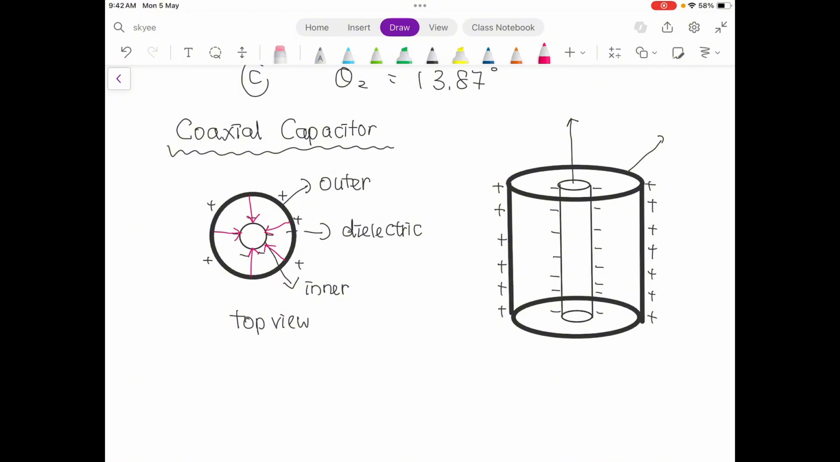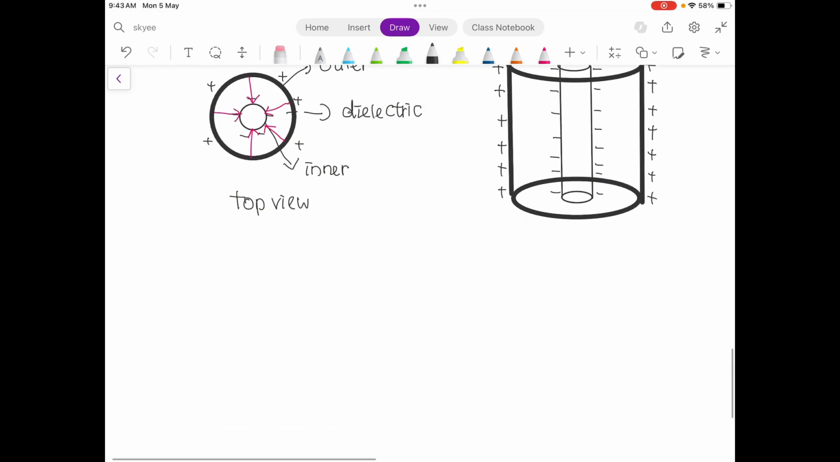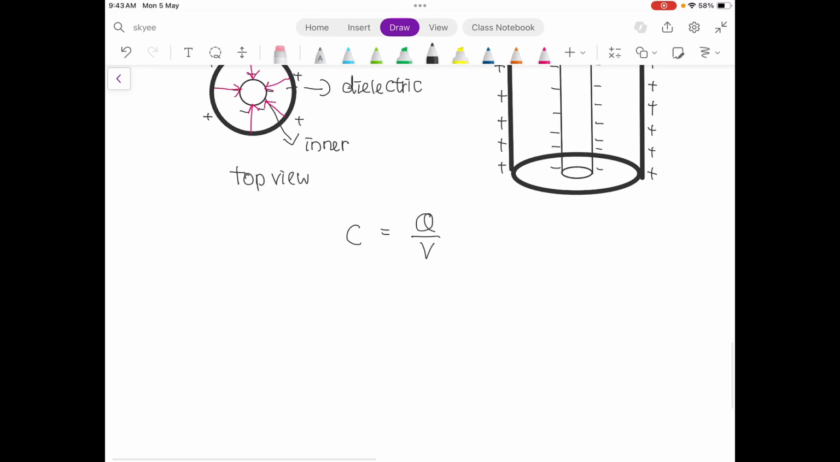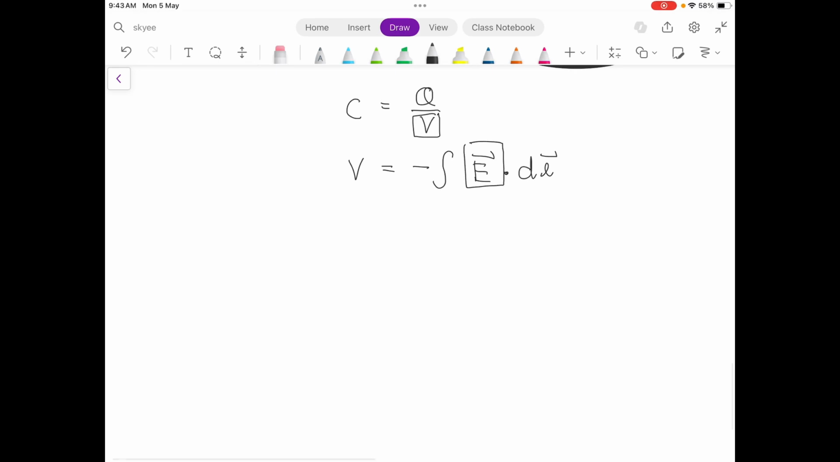Now let's define the capacitance of this coaxial capacitor. The formula is Q over V. This formula is the same as for the parallel plate capacitors. We are going to find this V from the formula V equals negative integral of E dot dl, and this E we will get from Gauss law.